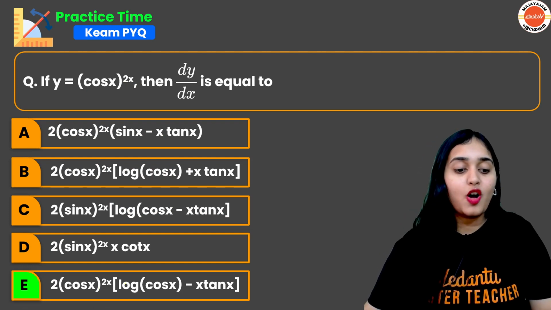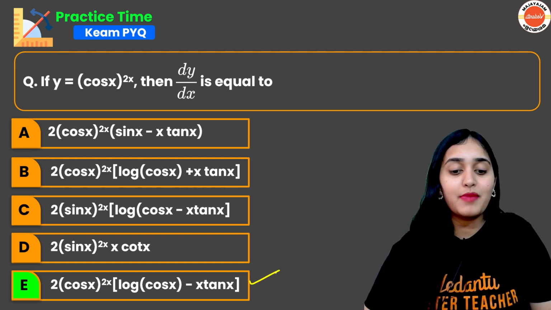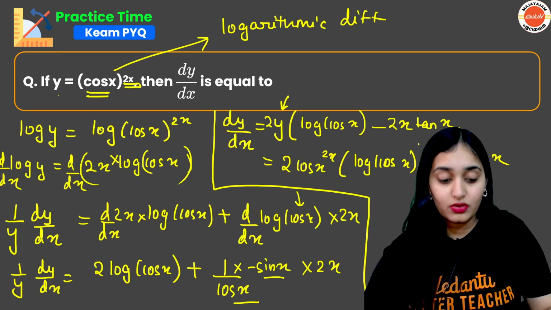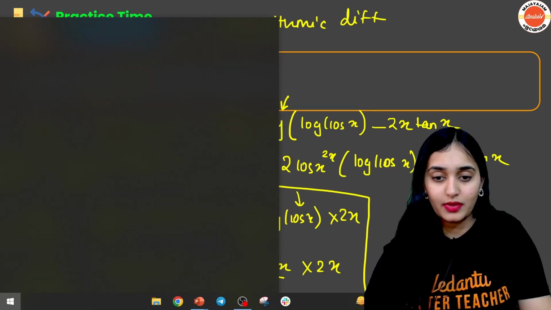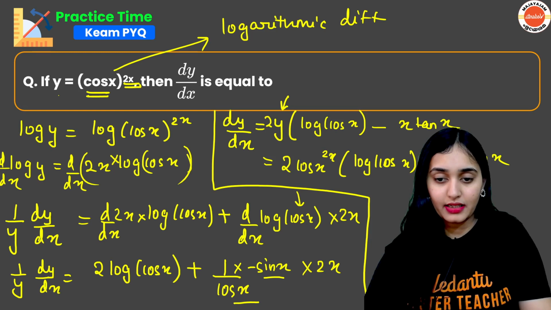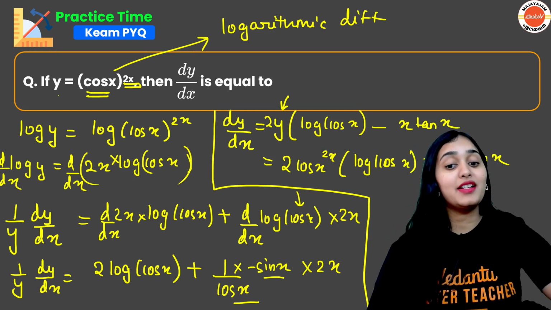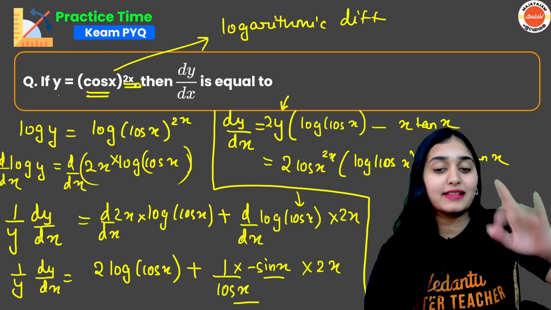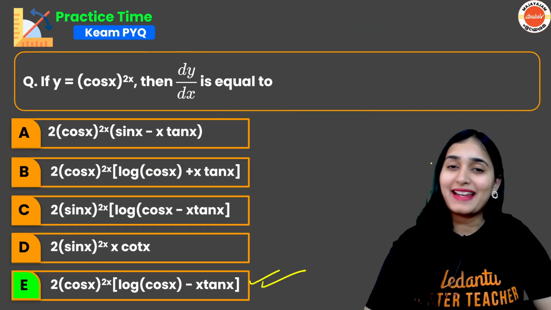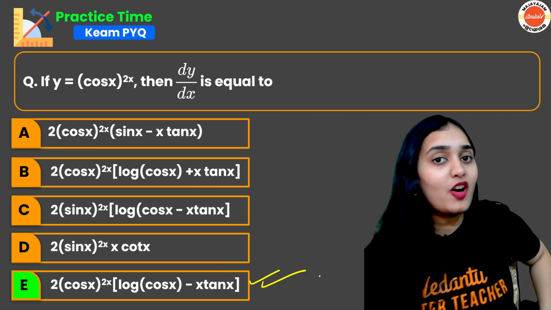2 times of cos x to the power 2x, log cos x minus x tan x. Oh, sorry, 2 we have already taken out common, so why am I writing it again? 2 already we have taken out common and we got the same answer: 2 times of cos x to the power 2x, log cos x minus x tan x. See, same to same, we got it.